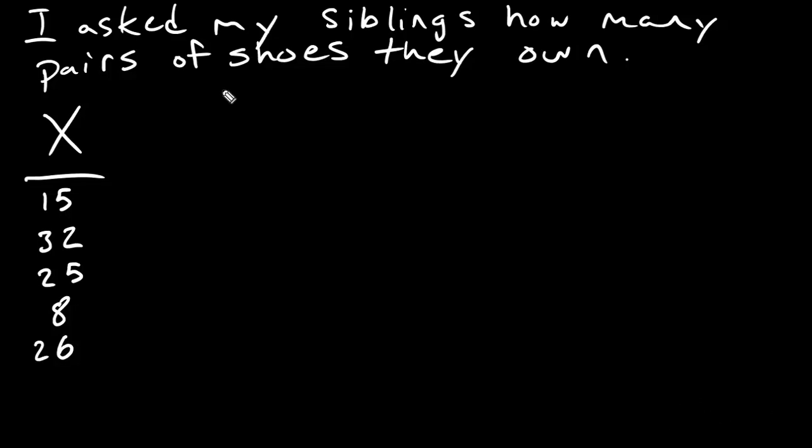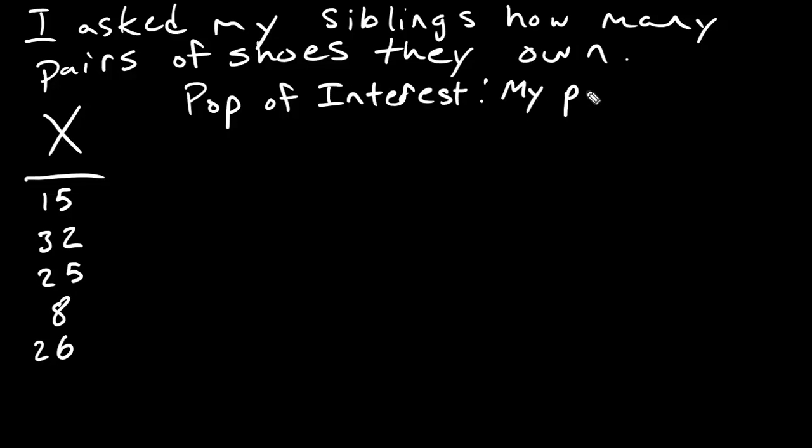And so I want to know, let's say that I'm only interested in my siblings. So that's my population of interest. I guess technically I should say my parents' children, so that way I am included as well.